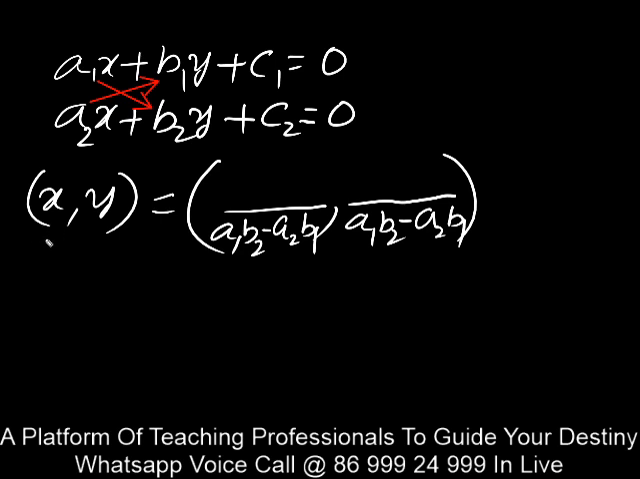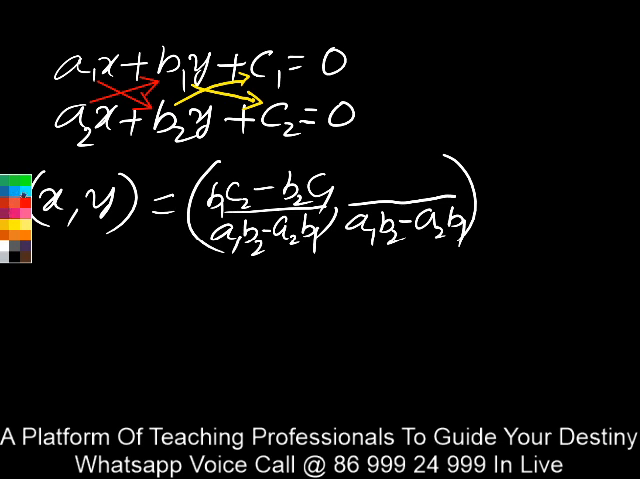And what about the numerator? The numerator of x is calculated by the cross multiplication, eliminating x here: b1 c2 minus b2 c1. And the numerator of y is to be calculated using the x coefficients and constants. That is, you have to eliminate y here, and it is got like this: c1 a2. Yeah, someone said option A.